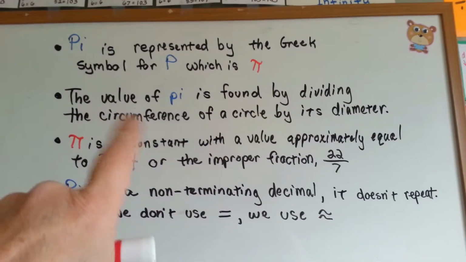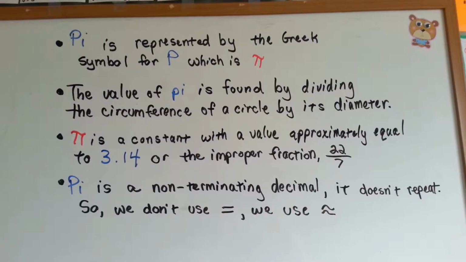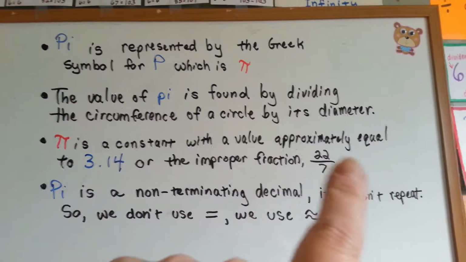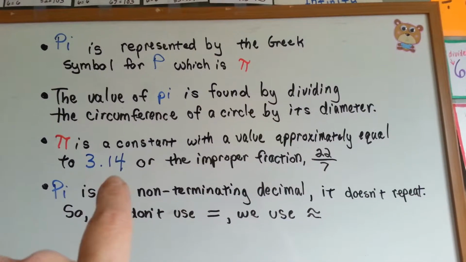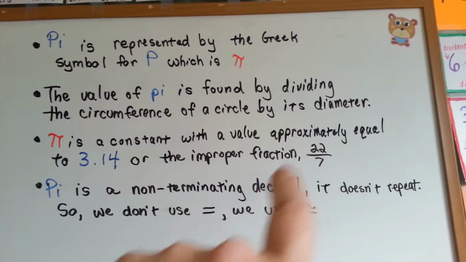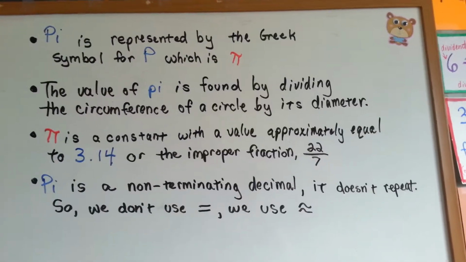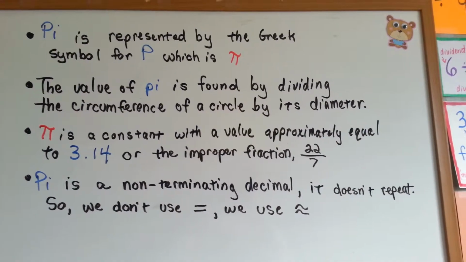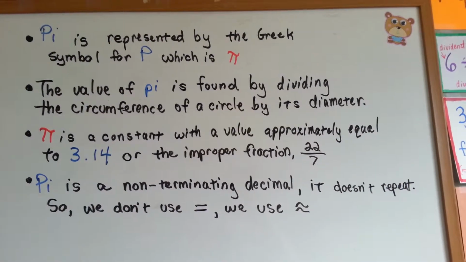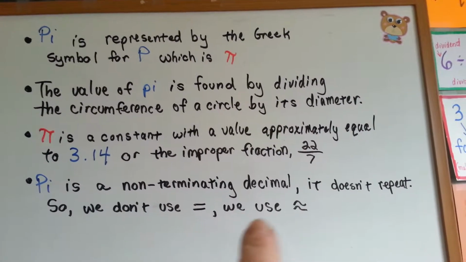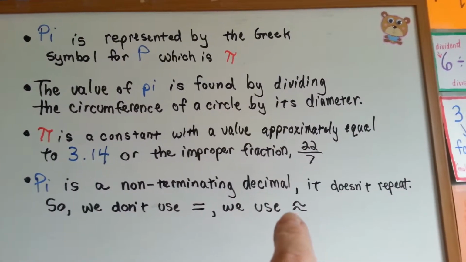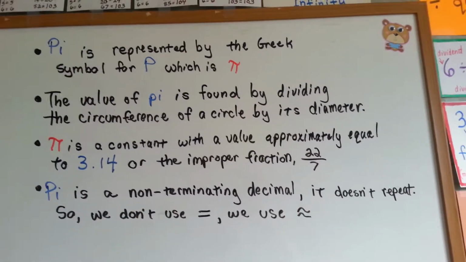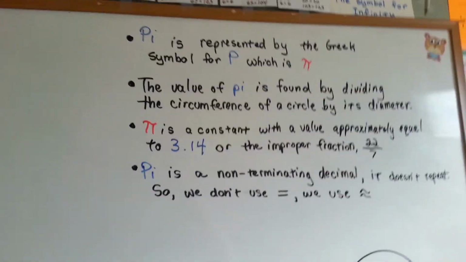That's pi. The value of pi is found by dividing the circumference of a circle by its diameter. It's a constant with a value approximately equal to 3.14. It's very important that it says approximately, or the improper fraction 22/7. Pi is a non-terminating decimal. It doesn't repeat, so we don't use an equal sign, we use the approximate sign, which is sort of like an equal sign with a bump in the road. Speed bump, see that? So, let's see what we can do with pi.